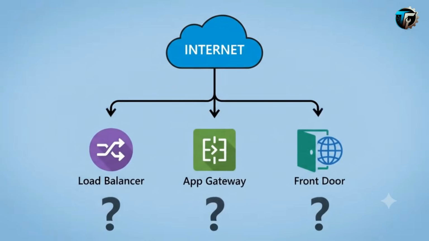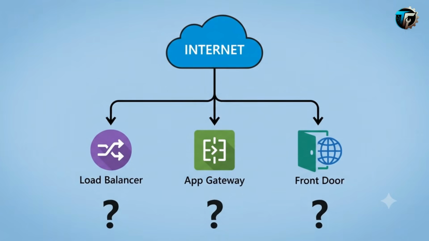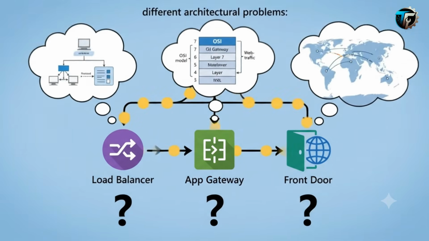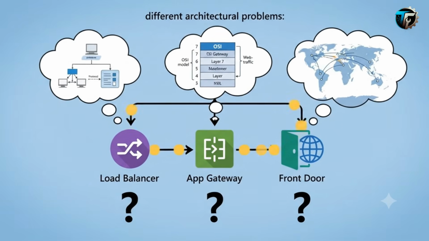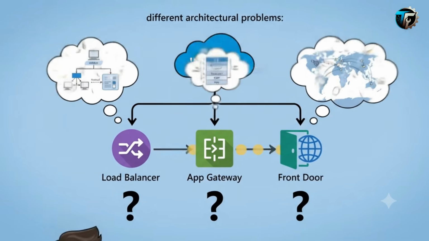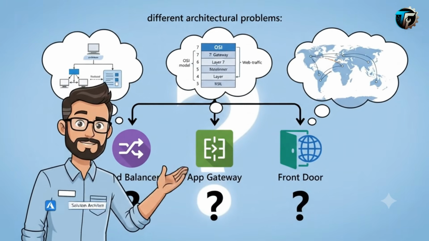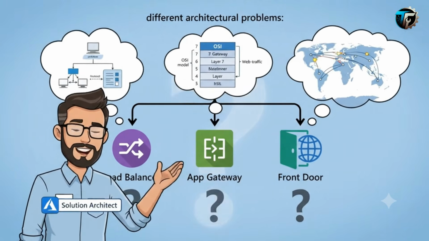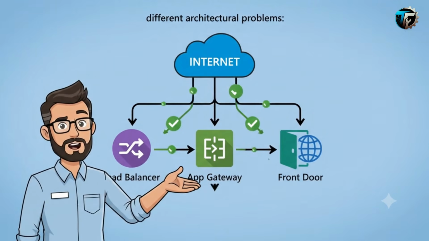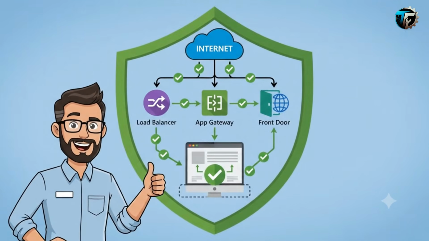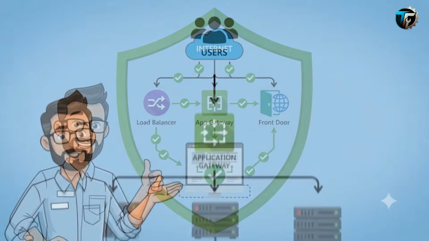Azure has Load Balancer, Application Gateway, and Front Door. At first glance, all three appear to do the same thing: distribute traffic. But they solve different architectural problems. So today we are going to answer one very important solution architect question. When should I use Load Balancer, Application Gateway, or Front Door? And by the end, you'll be able to choose the right service for the right architecture.